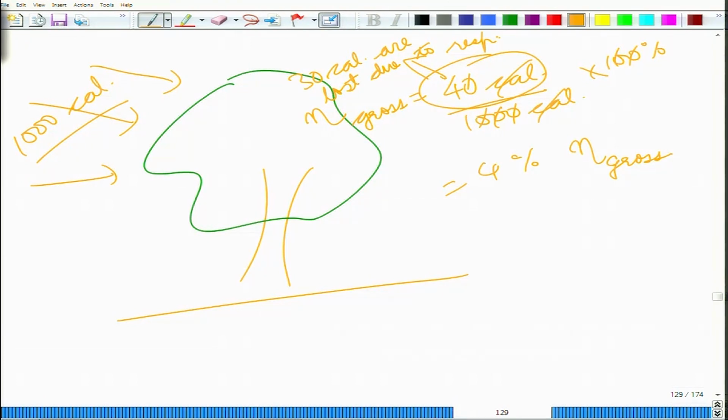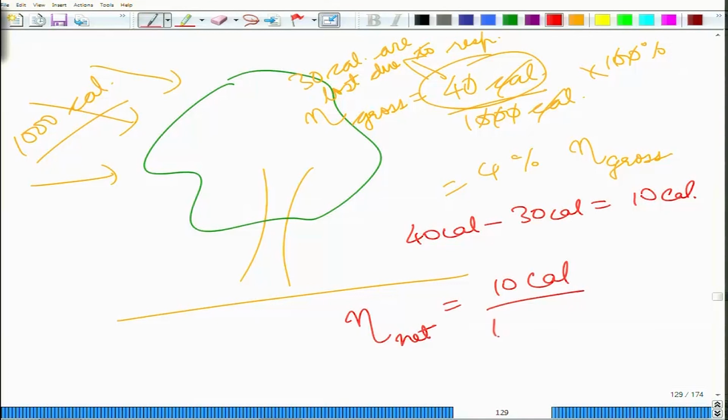So, the net amount of energy that gets fixed is 40 calories minus 30 calories, which is 10 calories. In that case we define the net efficiency as 10 calories divided by these 1000 calories, multiplied by 100%, which is a 1% efficiency of net primary production.